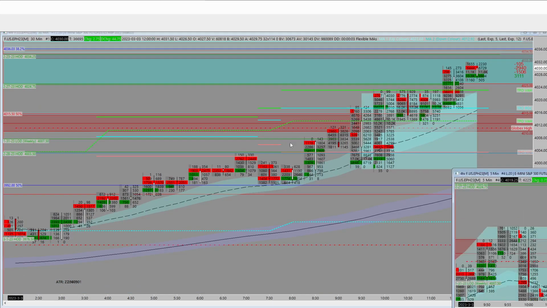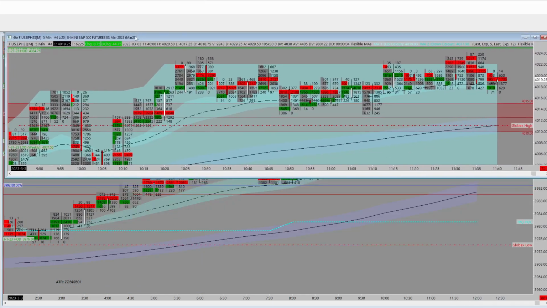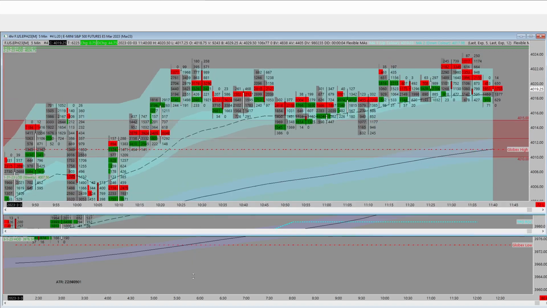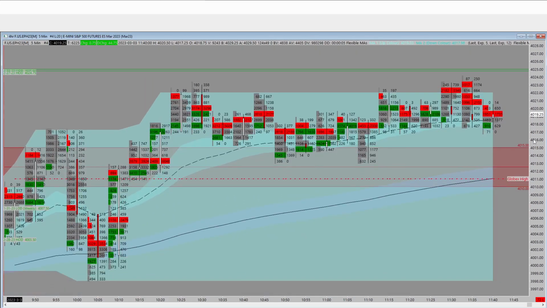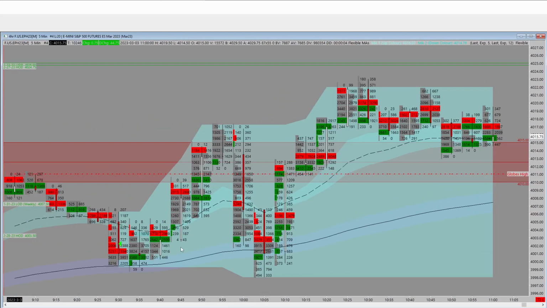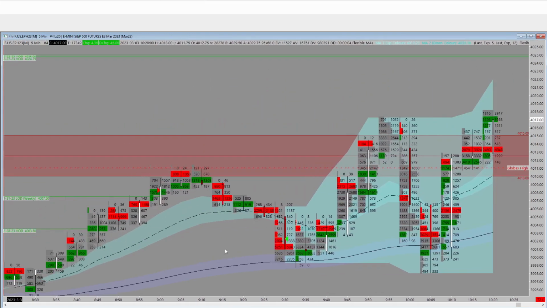So I don't have my executions on here. I believe I do have it on this chart. All right. What time is this? No, earlier. Right, so that's where I exited right into open. Okay, here's my entry.